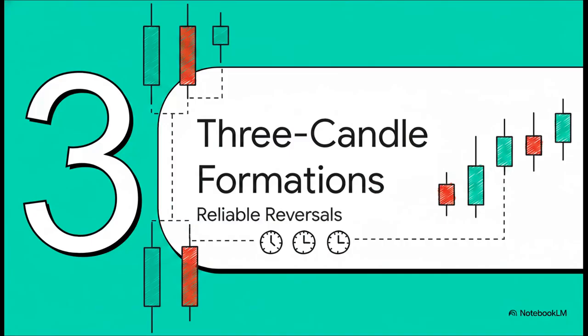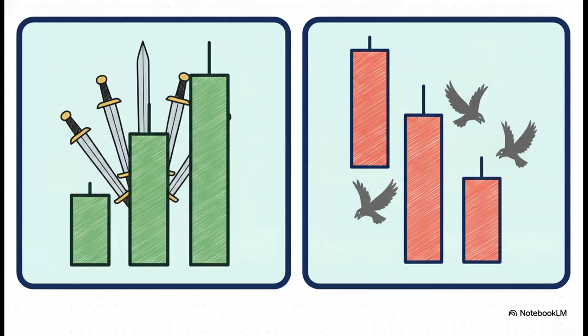Let's step it up. Section 3, 3 candle formations. Because 3 candle formations unfold over 3 distinct time periods, they give us a lot more data, making them highly reliable signals. Take the 3 white soldiers, for example. These guys represent overwhelming market dominance. We're talking 3 consecutive large green candles with basically 0 upper wicks.